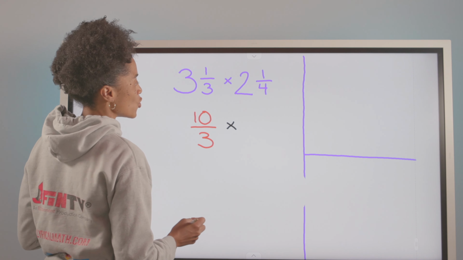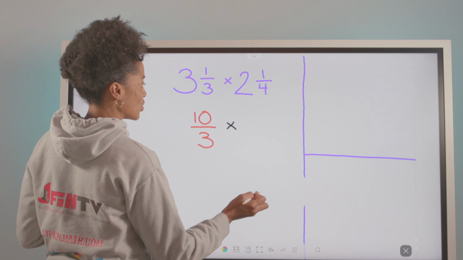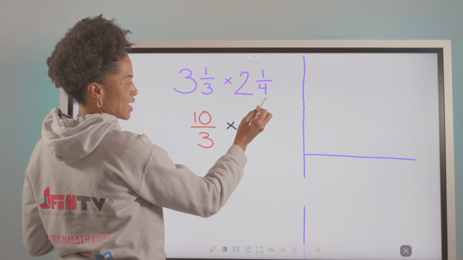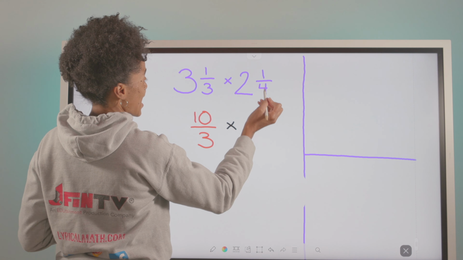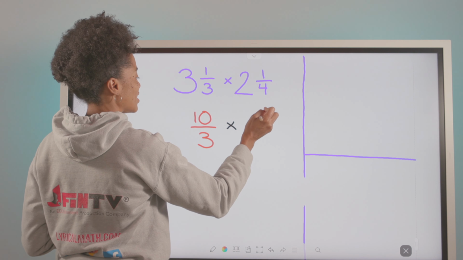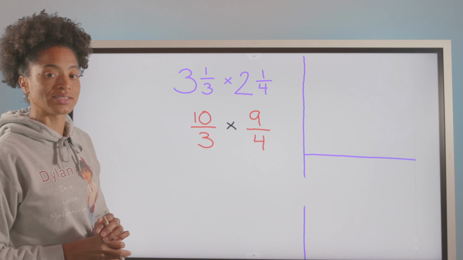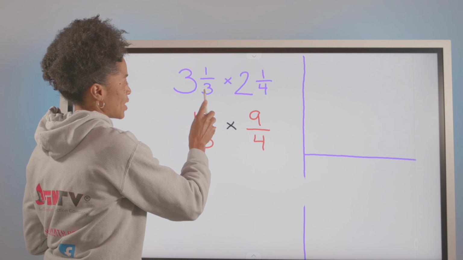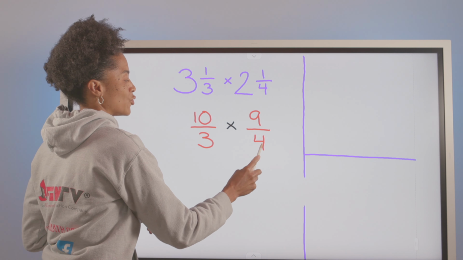All right, we're going to do the same thing here. 2 1/4. We want to change to an improper fraction. So we multiply our whole number to the denominator. 2 times 4 gives us 8. Then I take that and add it to my numerator. 8 plus 1 gives us 9. So this becomes 9/4. What you notice is the denominators stay the same. So we had thirds here, we have thirds here, we have fourths here, we have fourths here.